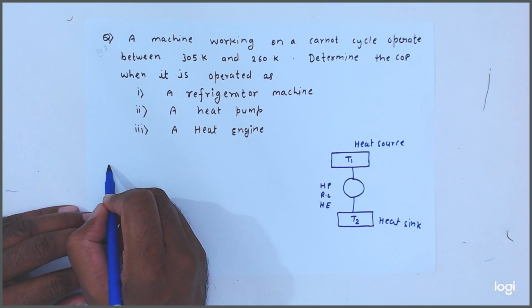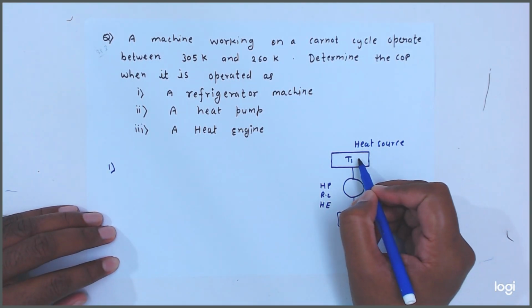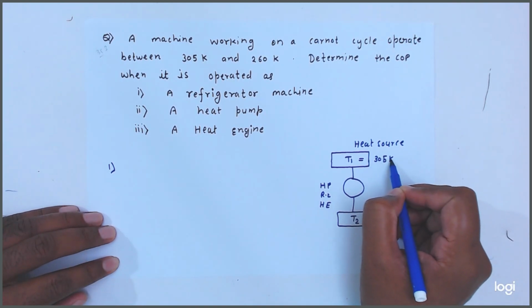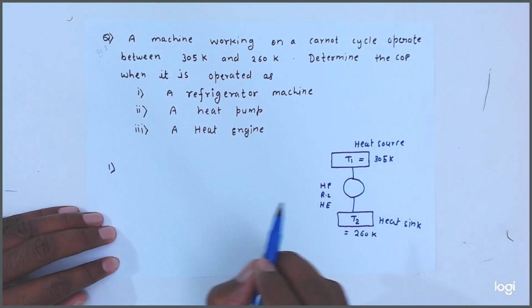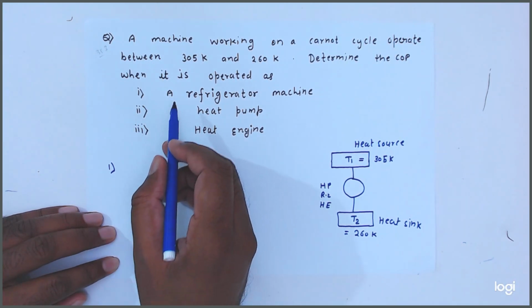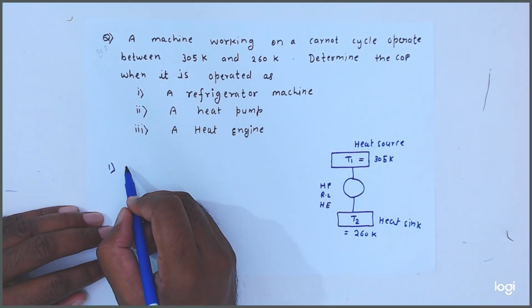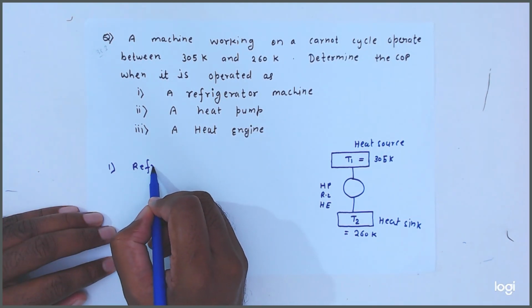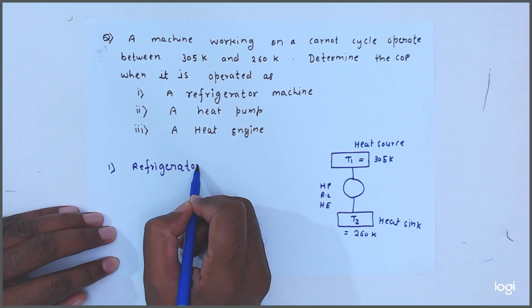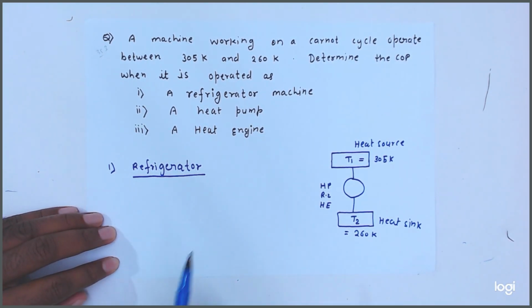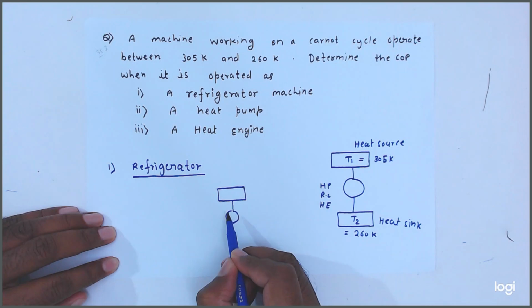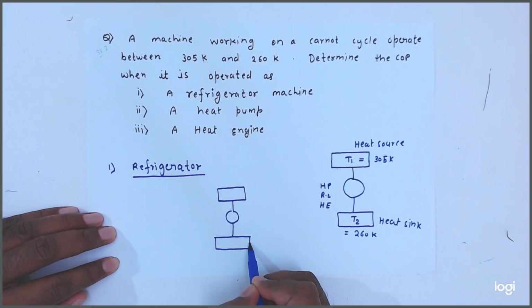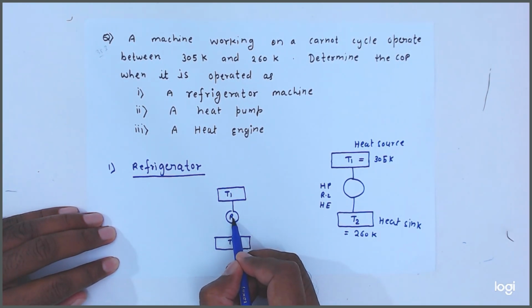Now first part, it is saying that here first temperature has given, this is 305 Kelvin and this temperature has given 260 Kelvin. Okay, now first is a refrigerator machine. It is working as a refrigerator machine. Okay friends, now in refrigeration case same thing is there. Here we know that friends, this is the temperature T1, this is the temperature T2 and this is the refrigerator.